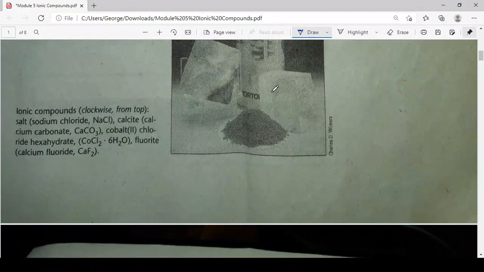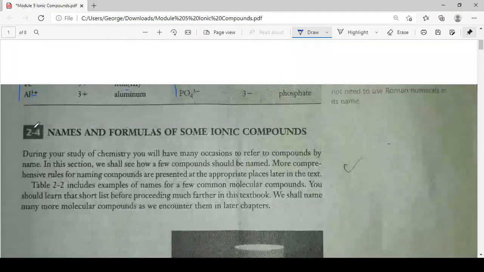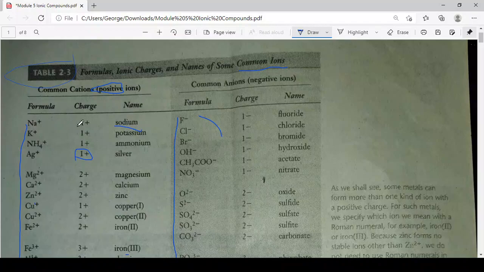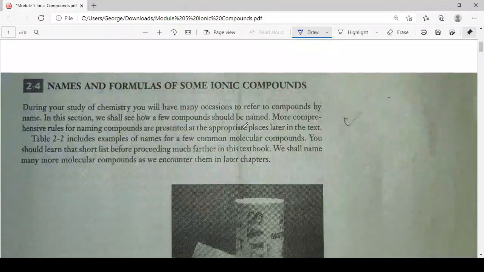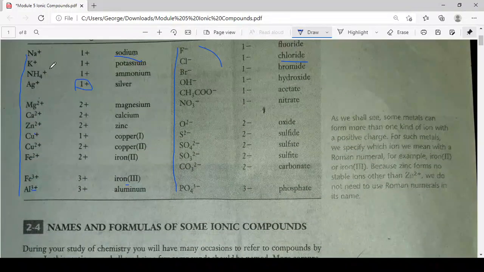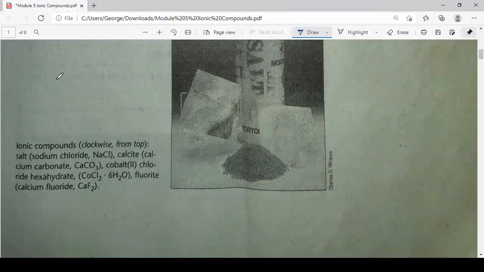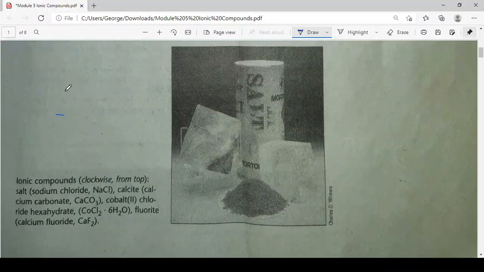So your ionic compounds, clockwise from the top. For example, ang salt natin contains your sodium chloride. Sodium muna siya, tapos chloride. Sodium chloride natin is also known as your NaCl. So, have you noticed that in NaCl, ang sodium is 1 plus and your chloride is 1 minus.